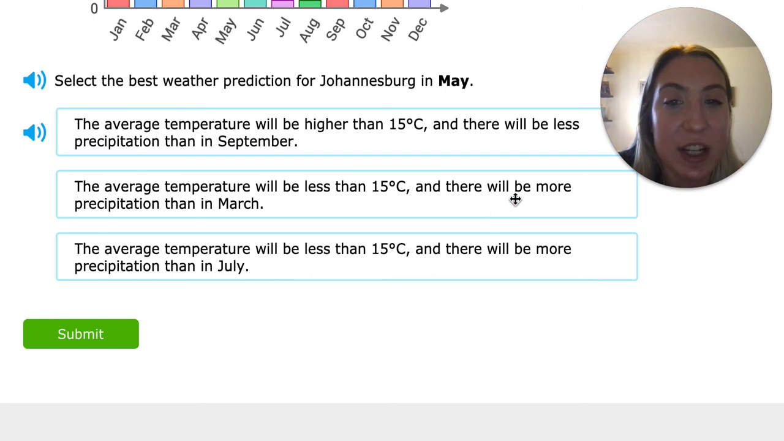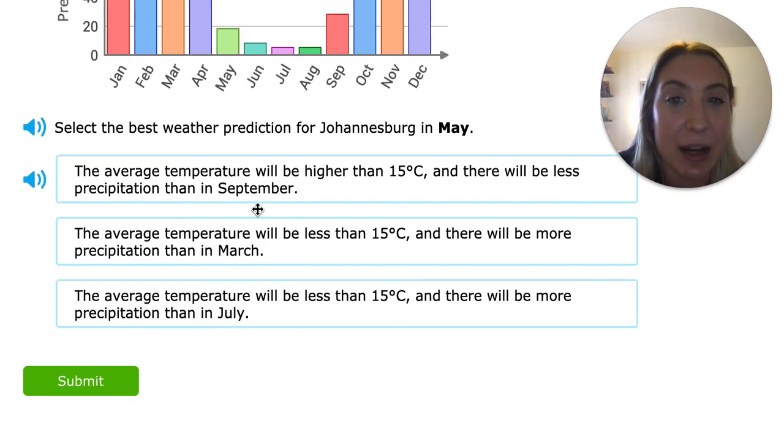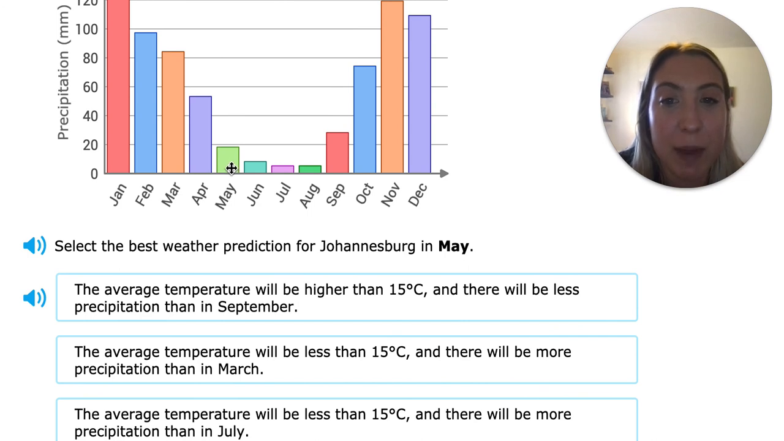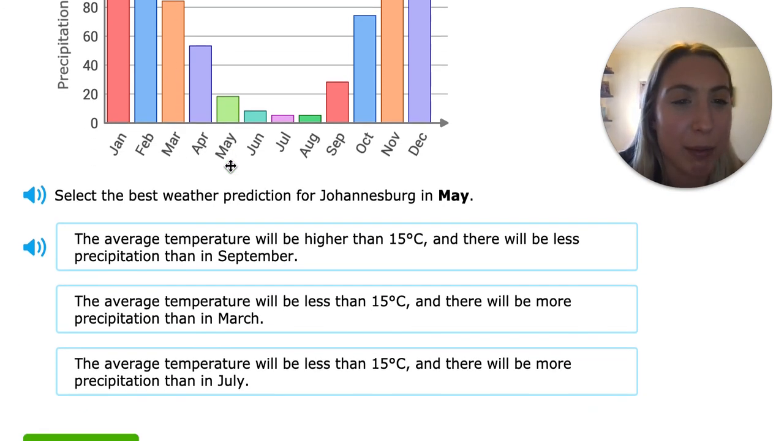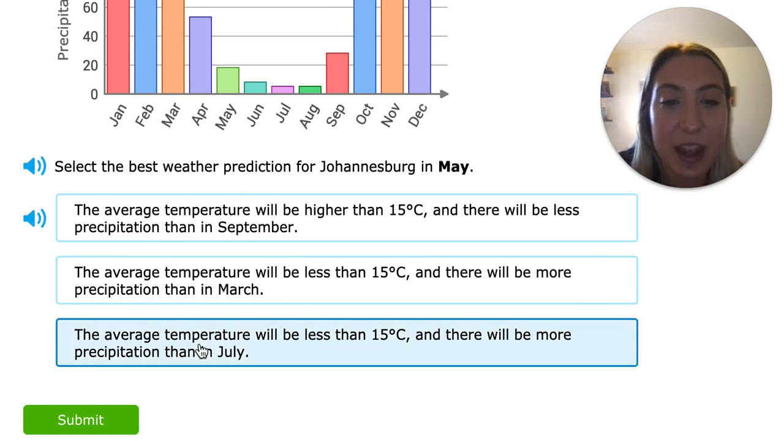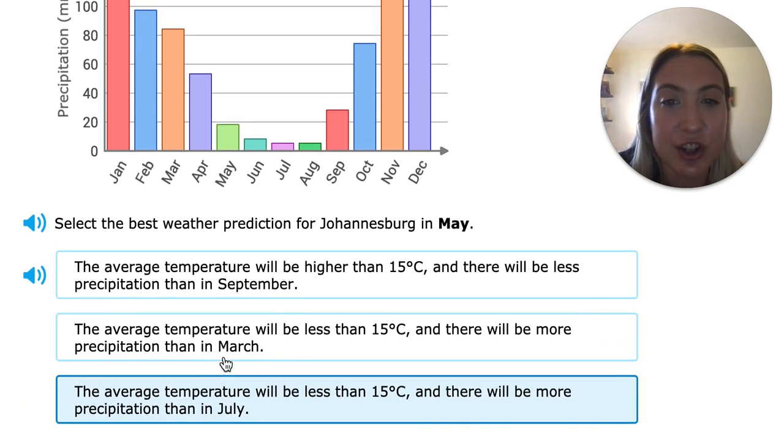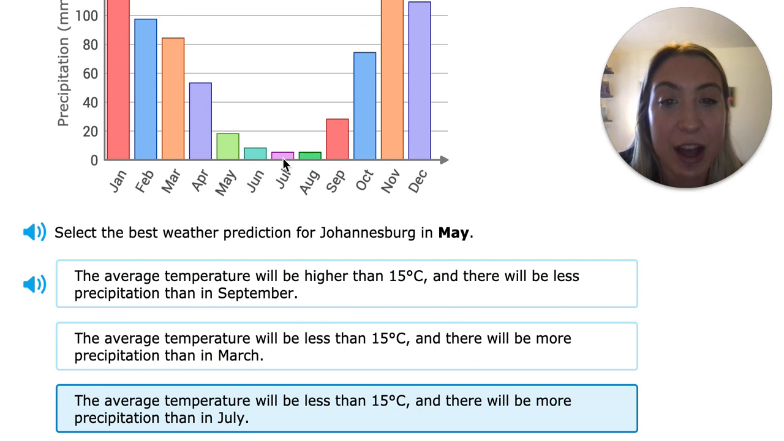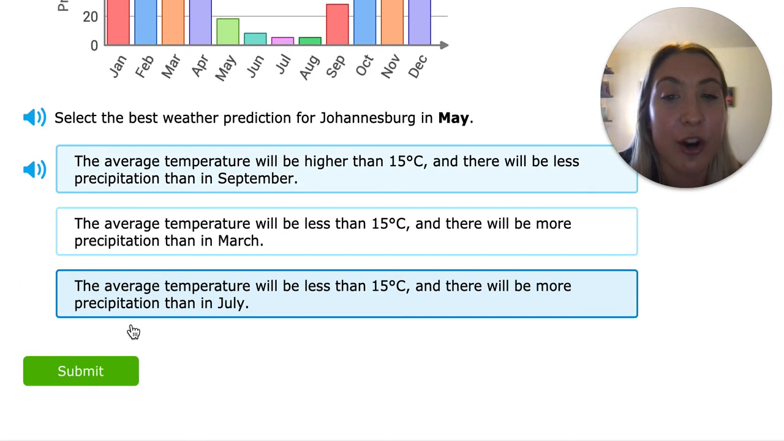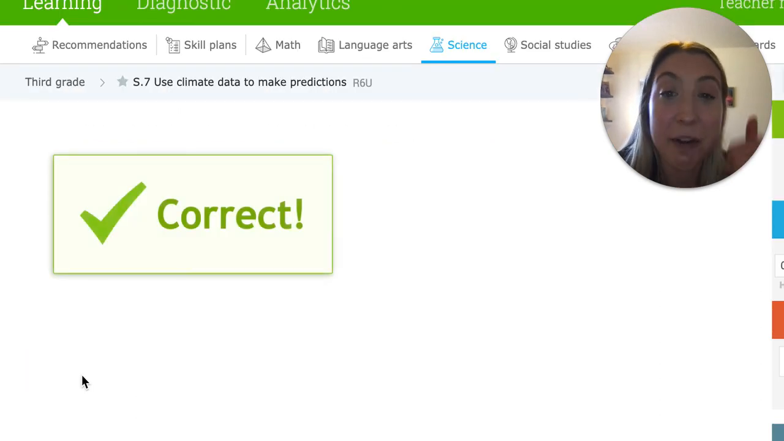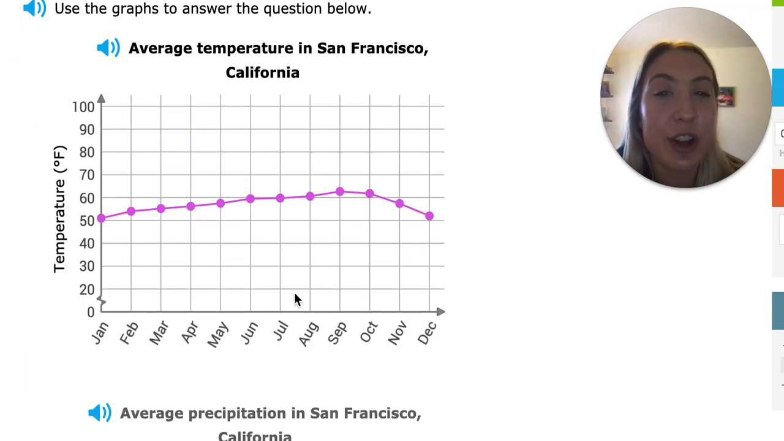So let's predict the precipitation. And there will be more precipitation than in March. So we're going to go here, May, March. March has a higher graph, so March actually gets more precipitation than May. So that wouldn't be right. But let's check this one. There will be more precipitation than in July. So we have May and July. Yep, usually there's less precipitation, so that would be our correct answer. And we got it. So just make sure to look at your graphs carefully.